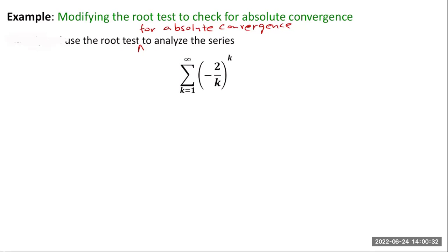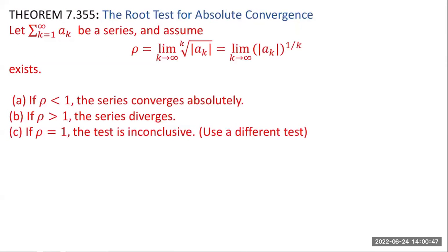All right. Let's go over an example to understand this theorem. Here is the example that I want to look at. Use the root test for absolute convergence to analyze the given series. This is the given series. Okay, so I'm going to use the root test. To use the root test, I need to calculate this quantity, right? I need to calculate my rho. Rho is nothing but the absolute value of a_k to the power 1 over k.